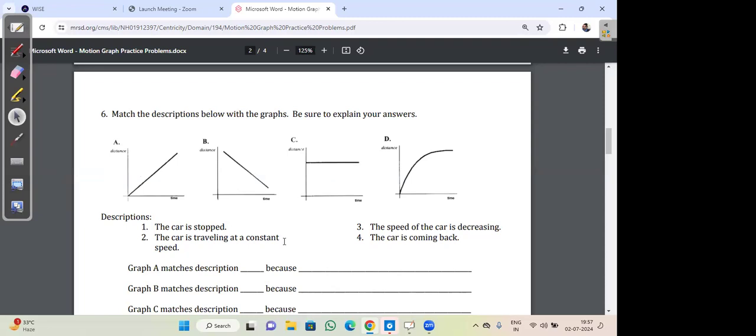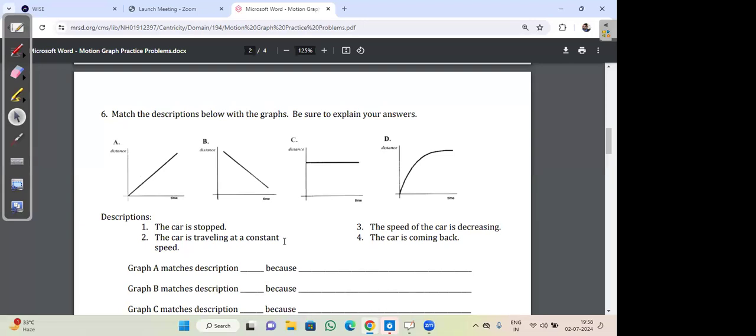And for graph B, it is 3, the car is coming back. Yes, it is 3. And for graph C, the car is stopped. It is at rest, since the distance is not changing with time. Then graph D, sir, is the car is coming back.